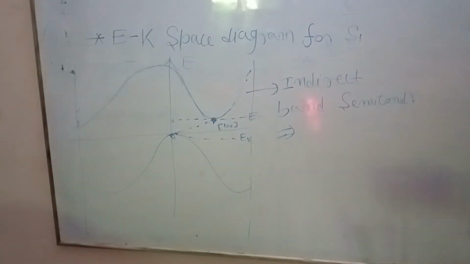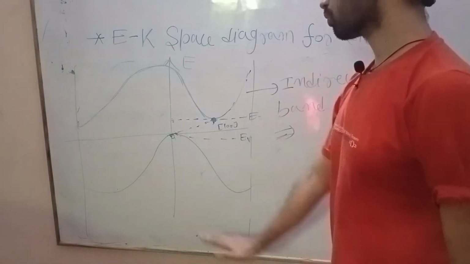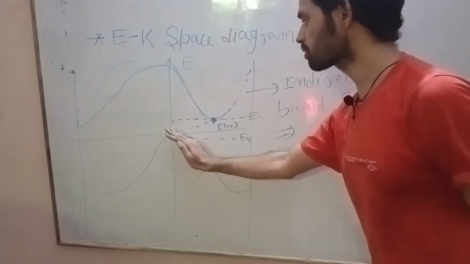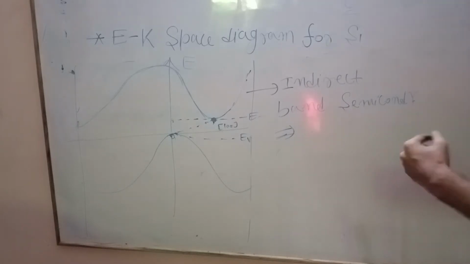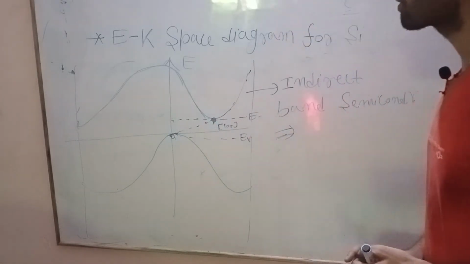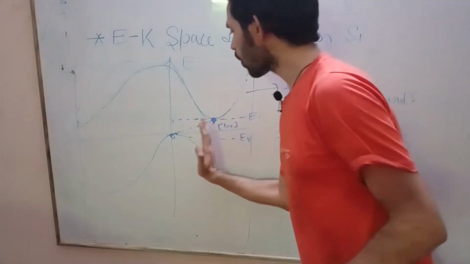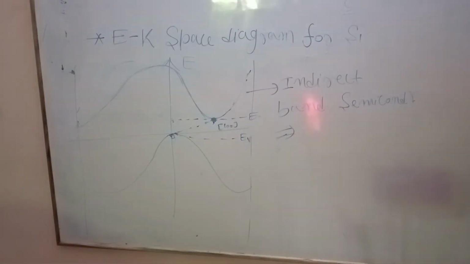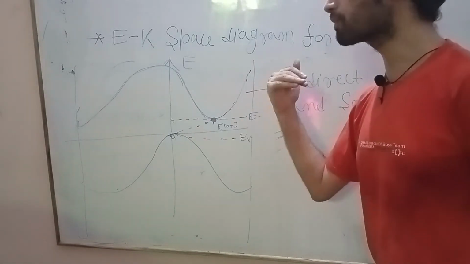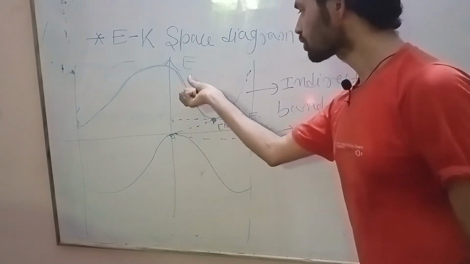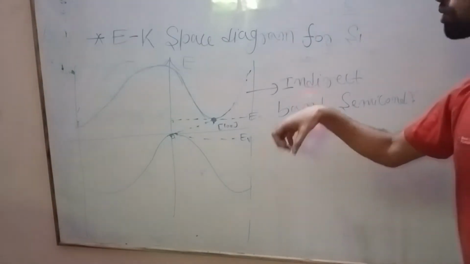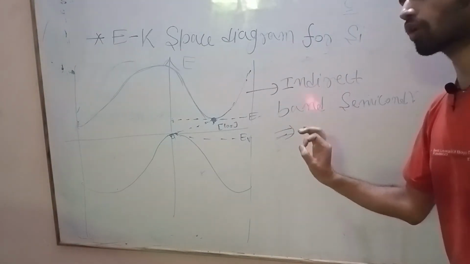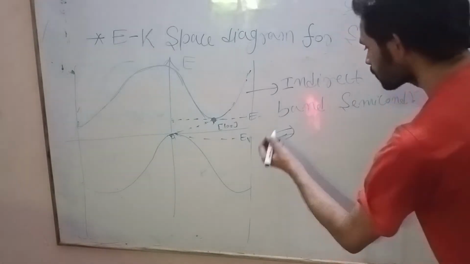Now, during the transition of the electron from conduction band to valence band, in that case we should invoke the law of conservation of momentum, because here the momentum is not conserved. Why? Because the electron has to move some distance so that we can make it direct in nature. So for that we must invoke the law of conservation of momentum.